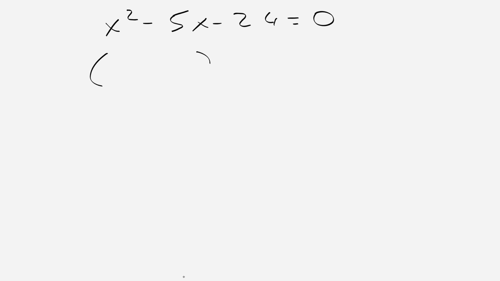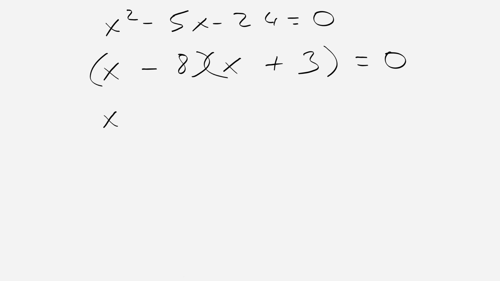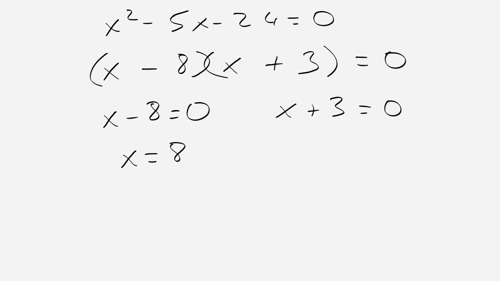So my 2 brackets, x and x. The factors of 24 that I'm interested in in this case are going to be 8 and 3, with a minus 8 and a plus 3. So x minus 8 equals 0 or x plus 3 equals 0. In this case, x is equal to 8 and x is equal to minus 3.